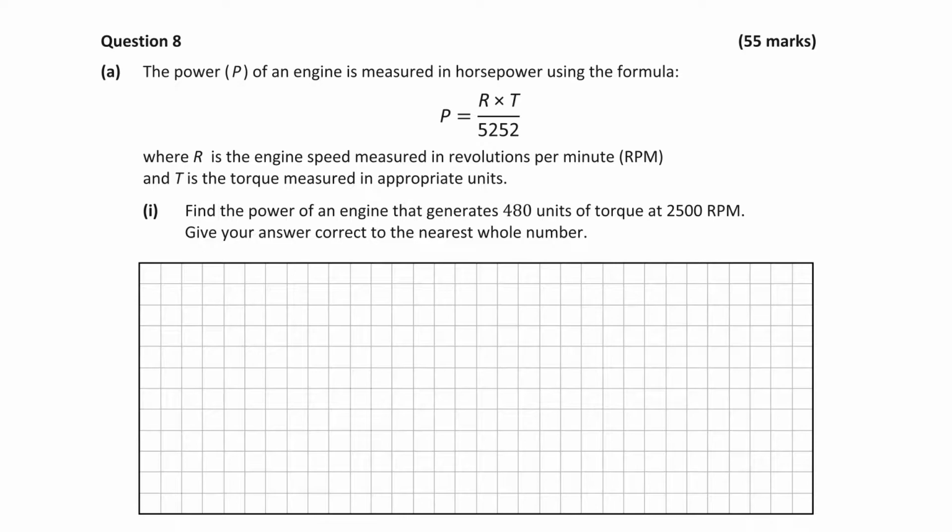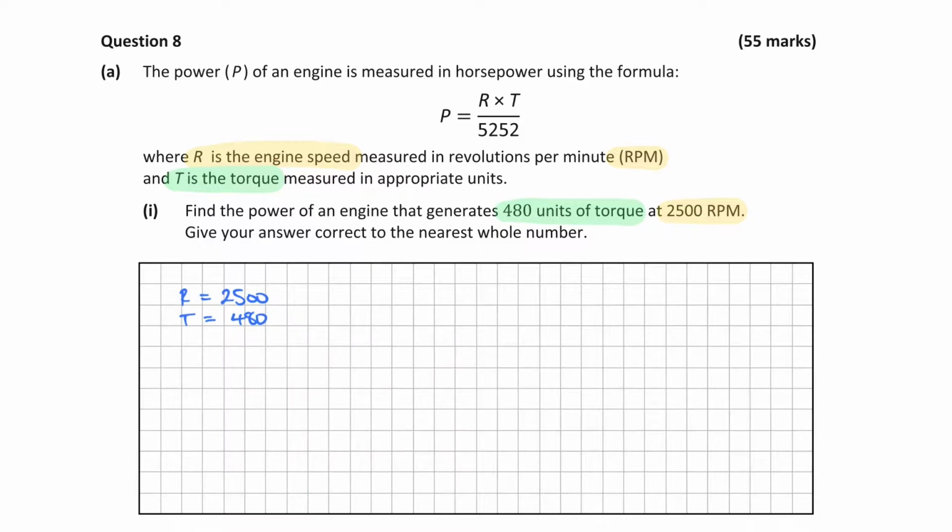Okay, so they told us there that R was equal to the engine speed, and we can see that that's measured in revolutions per minute. So the engine speed will be 2,500. Similarly, they also told us the torque, and the torque was 480 units of torque. Okay, so we'll start that question now, and what you can do there is you can say that R is equal to 2,500 and T is equal to 480.